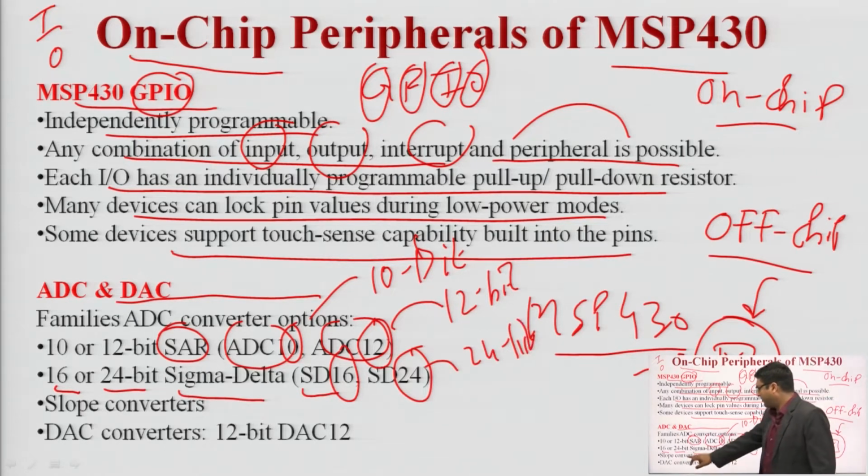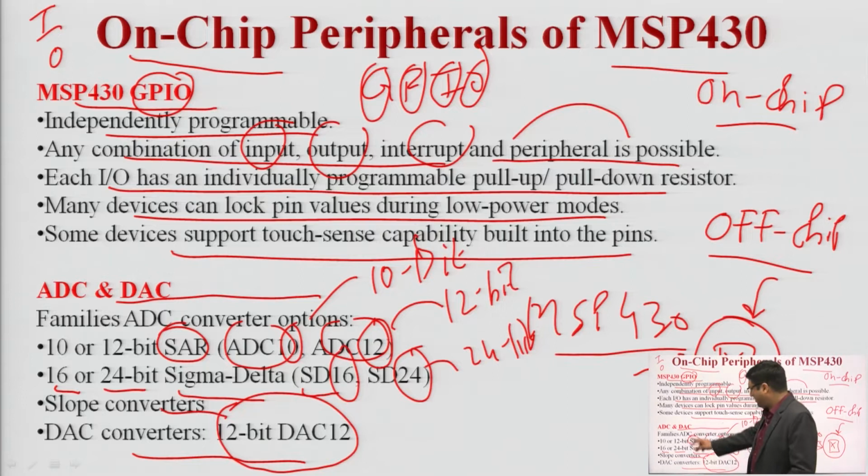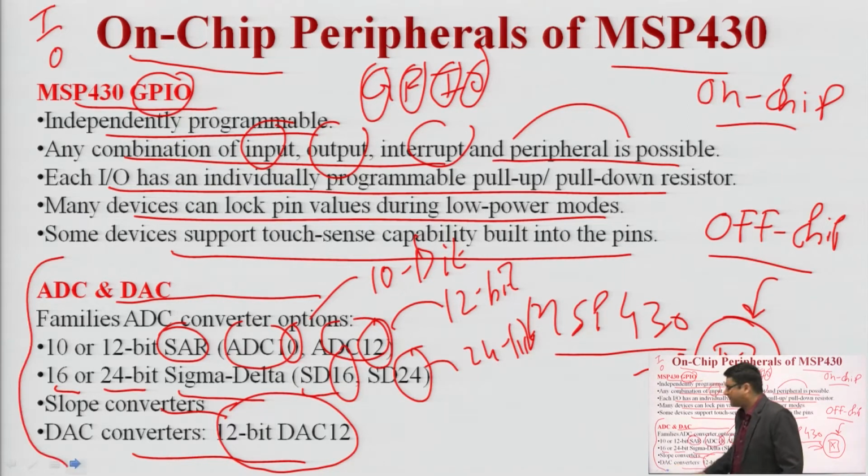It has slope converters, and it has DAC converters, available as a 12-bit DAC. So basically, there are ADC and DAC peripherals available in MSP 430. They are available as 10 or 12-bit, or 16 or 24-bit sigma delta. It is available in different bit values.